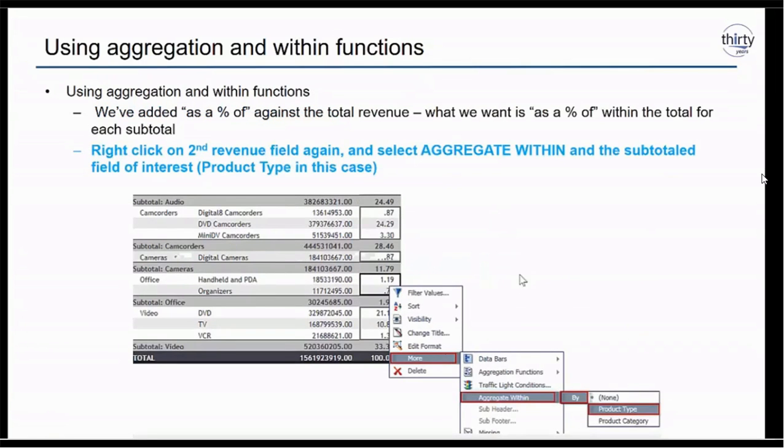Let's right click on it again, go back into the More button here, and instead of aggregation functions, we want to say aggregate within, and we want to aggregate within the product type field. So now we've said we want this to be a percentage, and we want it to be a percentage within that product type. So it's really just a function of a report attribute, a field attribute.